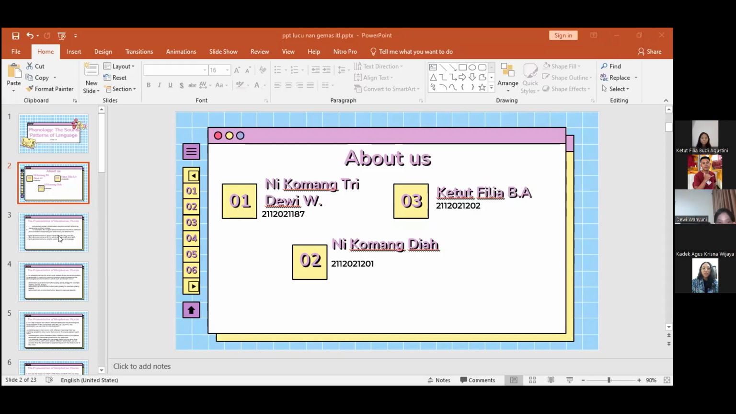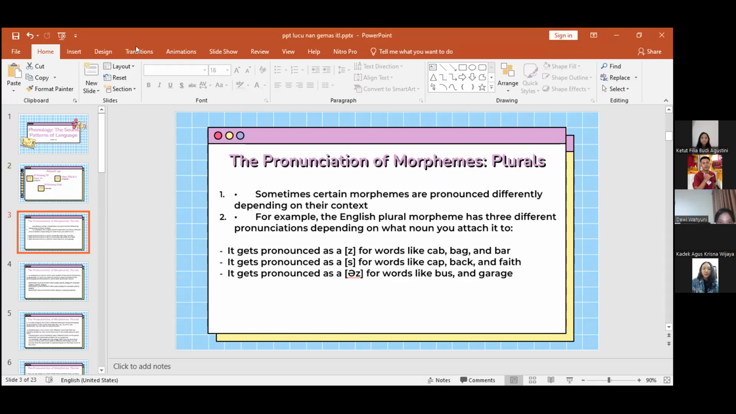So the first material is about the pronunciation of morphemes, plurals, that we will present. So for Dewi, time is yours. Okay, thank you, Novi. Number one, sometimes certain morphemes are pronounced differently depending on their context. Two, for example, the English plural morpheme has 3 different pronunciations depending on what noun you attach it to.